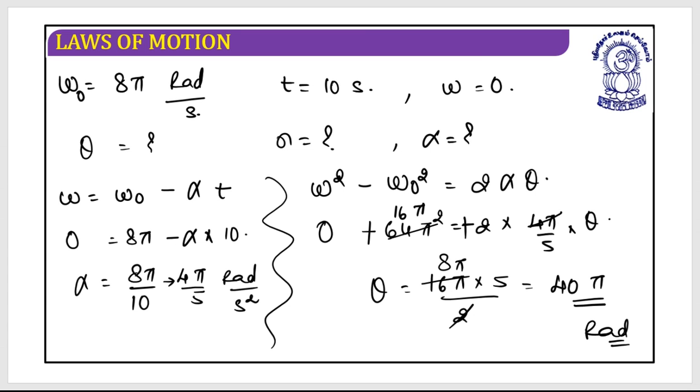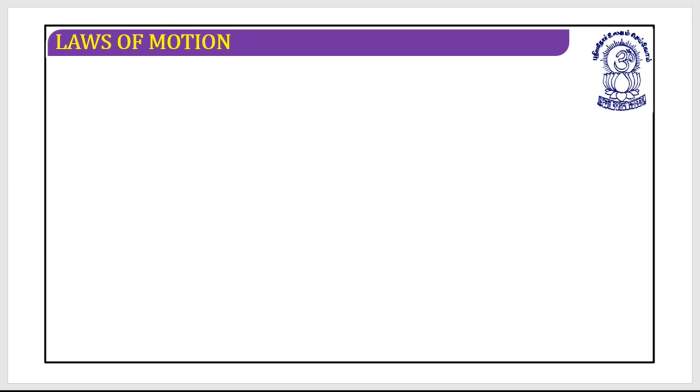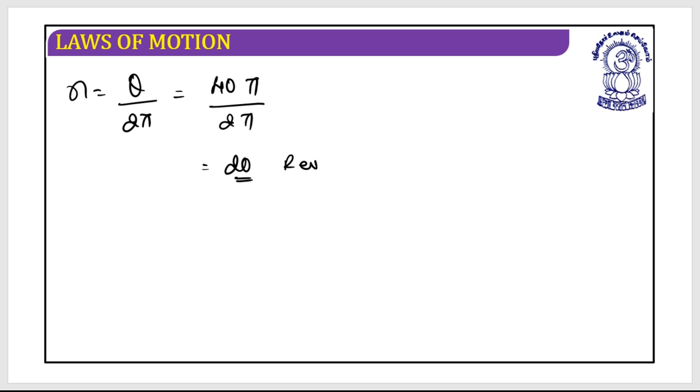Now I have been left with the number of revolutions. So the number of revolutions n would be equal to theta divided by 2 pi. This would be 40 pi divided by 2 pi, and the number of revolutions would be 20 revolutions. So I got everything that I required. I hope this is clear.